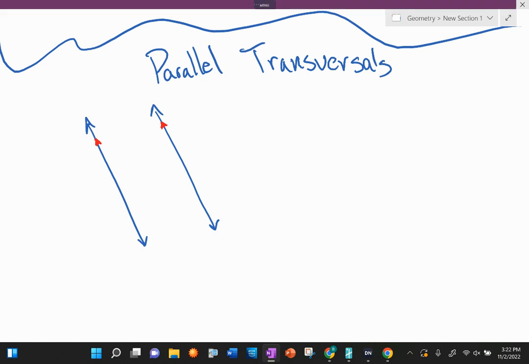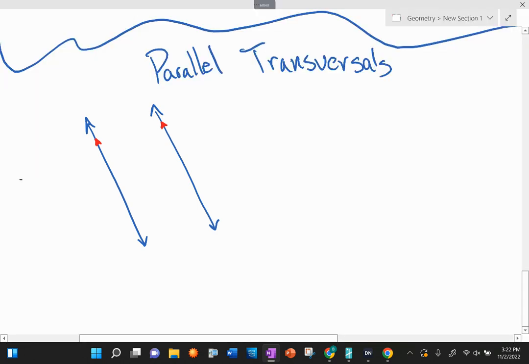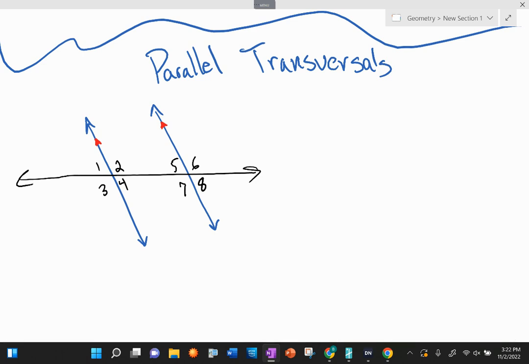And then what makes it a transversal? A line through it, right? So again, let's number. We've got 1, 2, 3, and 4, 5, 6, 7, and 8. Okay, now when it comes to parallel lines using transversals, you will have to use all of these angle relationships to find appropriate measurements. Okay? So let's think about this. If these two lines are parallel, that means they are at the same slope, right?